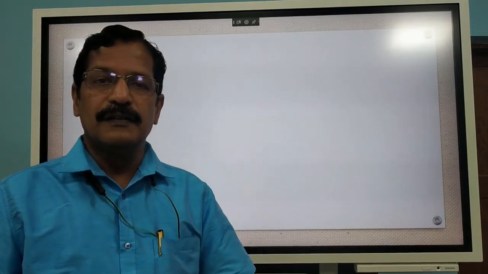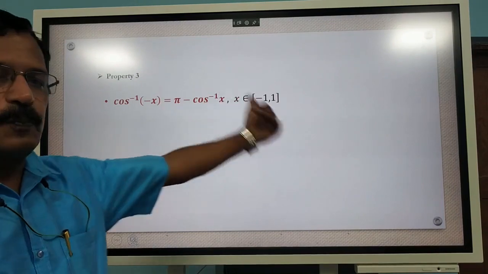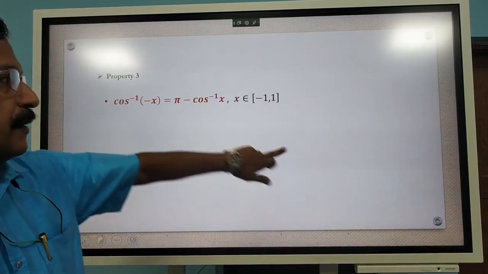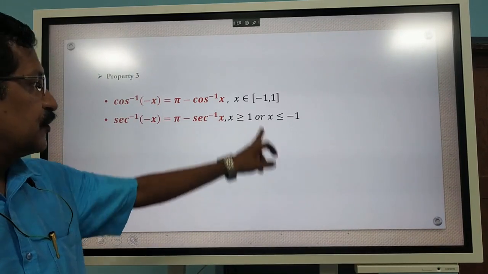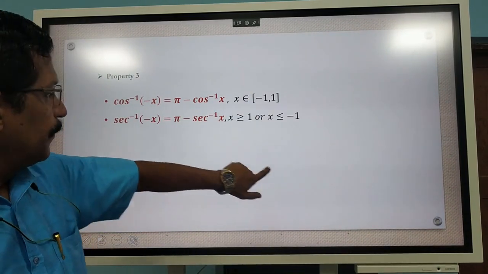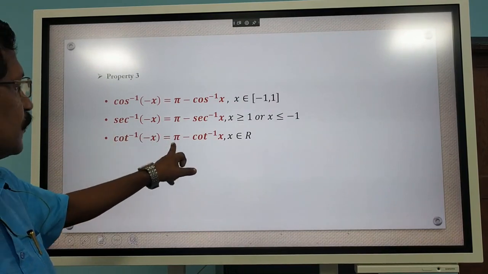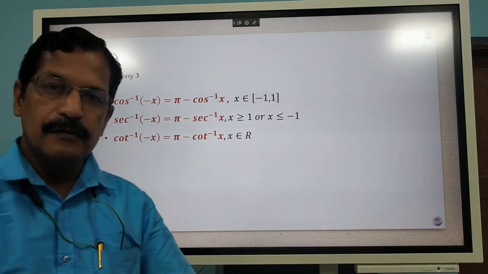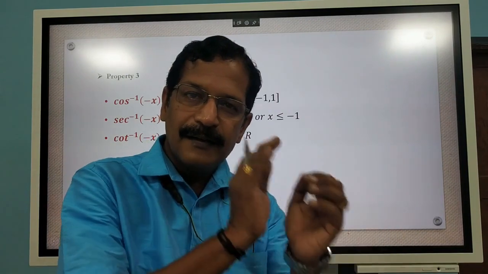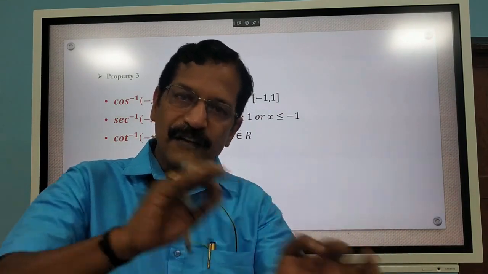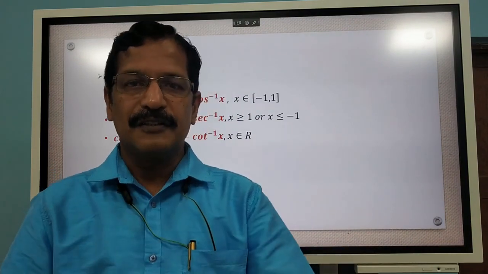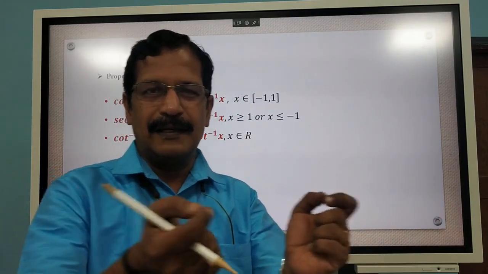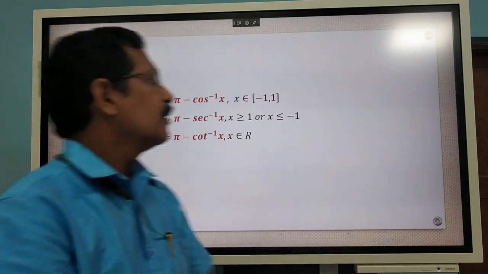Now, let us check property number 3. Cos inverse of minus x is equal to pi minus cos inverse of x. Sec inverse of minus x is equal to pi minus sec inverse of x in that domain. Cot inverse of minus x is equal to pi minus cot inverse of x. So one set has minus of the inverse trigonometric functions. Another set has pi minus of the inverse trigonometric function. Just connect that and you can remember easily in that domain.